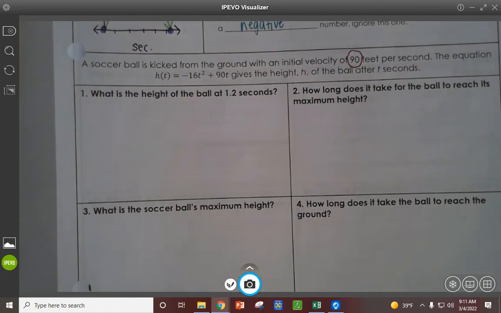Number 1 says, what is the height of the ball at 1.2 seconds? This one asks for the height at a specific time. So look back to what we just wrote down to see how we are going to solve this one.